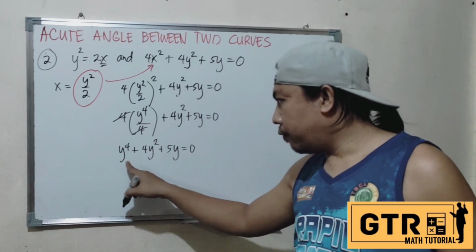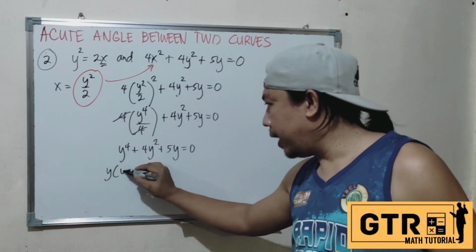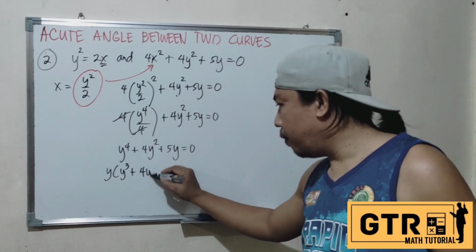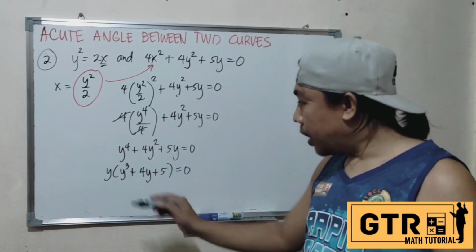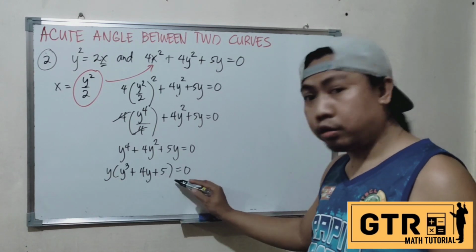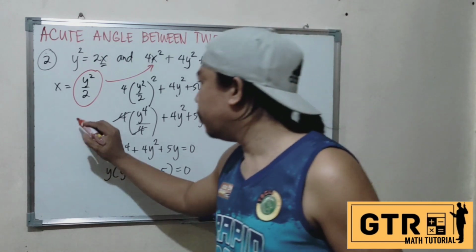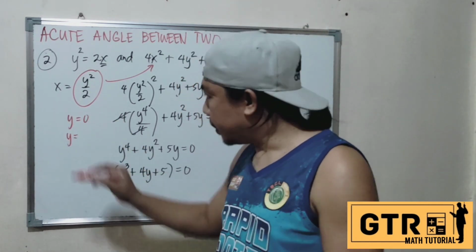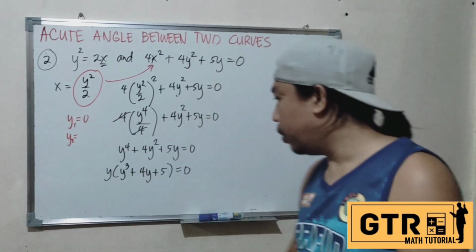So factor out y since they all have y. So we have y times y cubed plus 4y plus 5 equals 0. Okay, so therefore one of the solutions, equate each factor to 0. So one of the solutions is y equals 0. Then meron pa tayo. So y sub 1 yan. Ito y sub 2. So we can have y sub 3 and y sub 4.